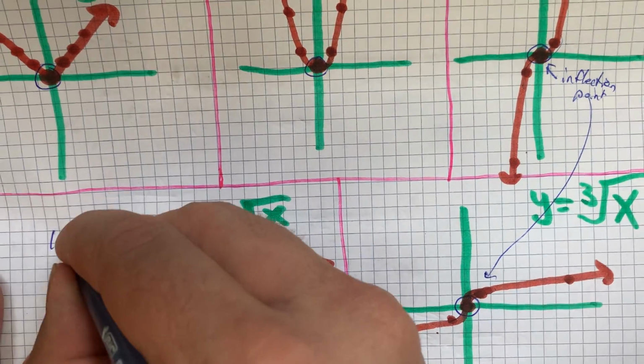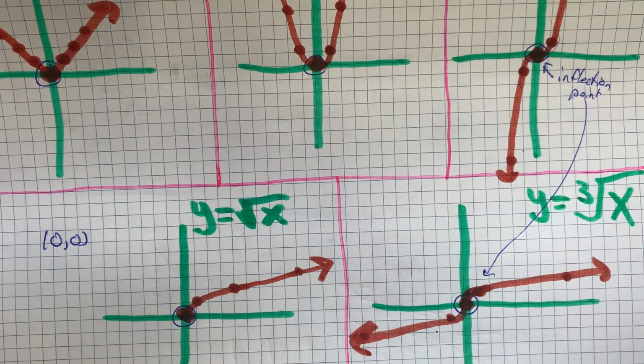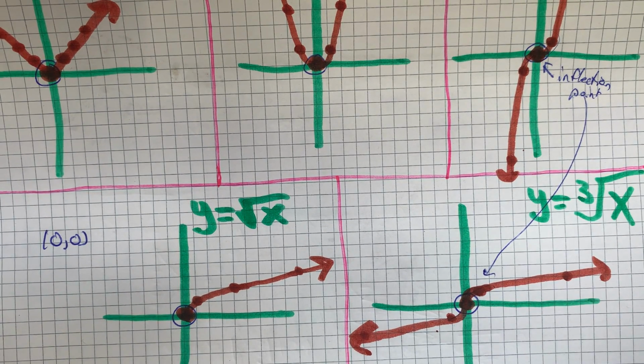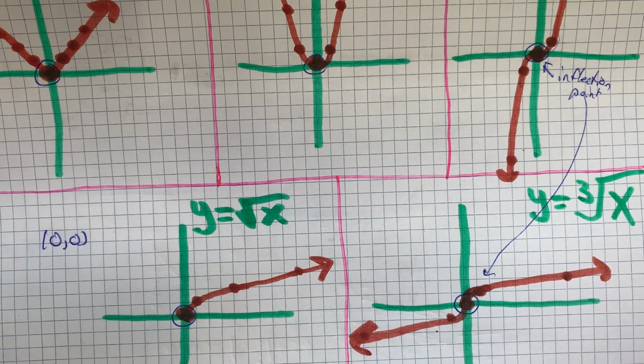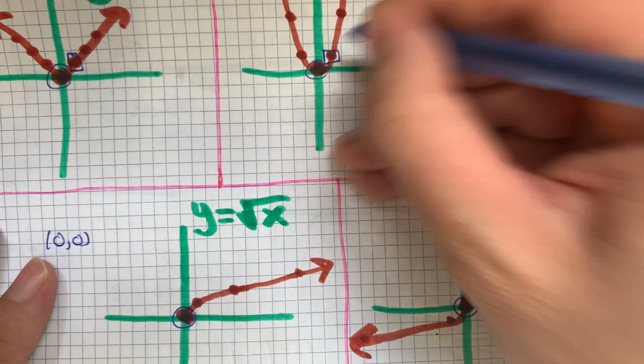So 0, 0, all of these have, and we're going to make use of that today. But I want you to look very closely, and all of these graphs have another point that all of them share. What is that point? And hopefully you saw that all of these functions have the point 1, 1.